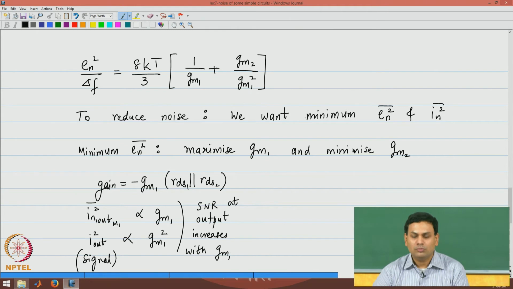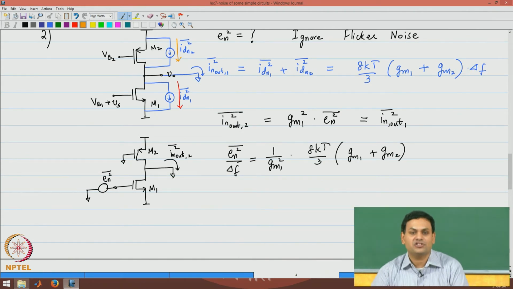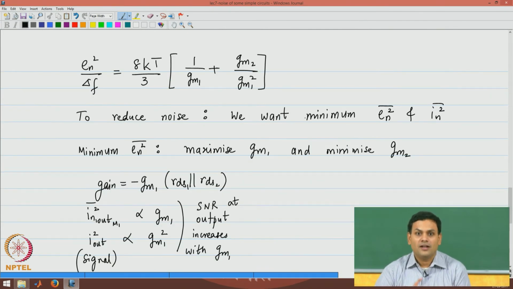What about Gm2? In this case, the PMOS transistor is being used as a current source, and therefore, it contributes no signal gain, but it only contributes noise. Therefore, if you make Gm2 larger and larger, the noise from the second current source keeps getting larger and larger, but the signal power does not increase with Gm2, and therefore, you do lose on signal to noise ratio. Therefore, for a low noise circuit, you want to minimize Gm2.